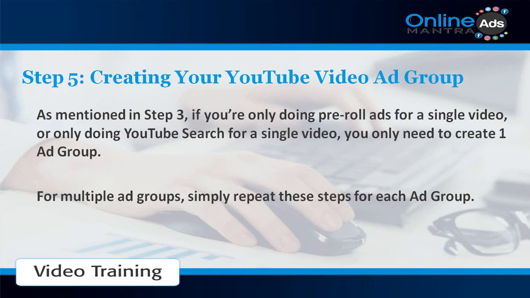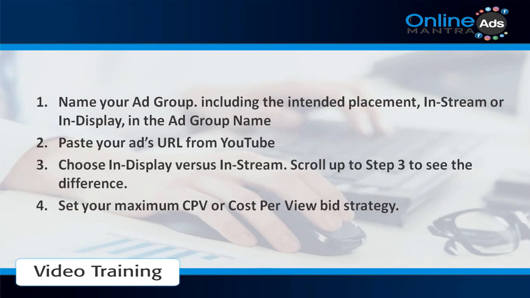Step 5. Creating your YouTube video ad group. As mentioned in Step 3, if you are only doing pre-roll ads for a single video, or only doing YouTube search for a single video, you only need to create one ad group. For multiple ad groups, simply repeat these steps for each ad group. Name your ad group, including the intended placement, in-stream or in-display, in the ad group name.